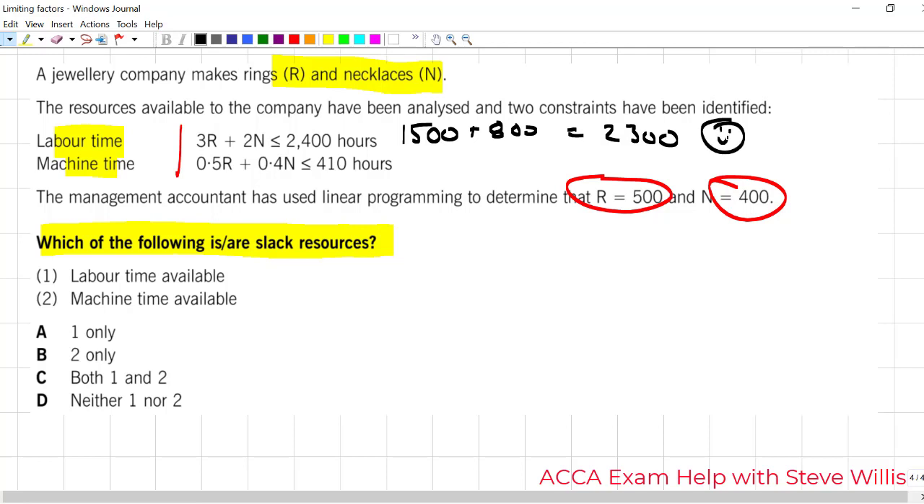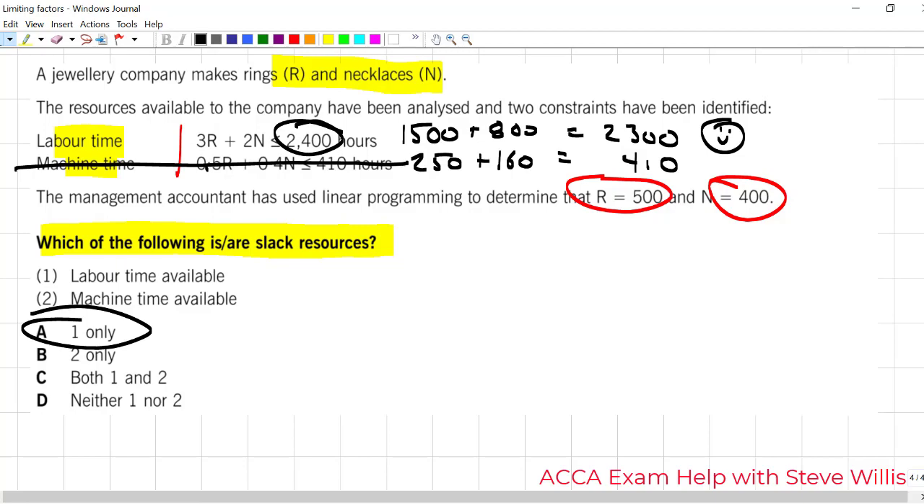Guys, we have enough left over because 2,400 is our maximum. We're only using 2,300. Let's check for machine time. 500 times 0.5 is 250 hours. 400 times 0.4 is 160. Okay, that equals 410. So we don't have any leftover machine time, but we do have labor hours. So it's labor time that is our slack resource. Answer, everybody, is A.